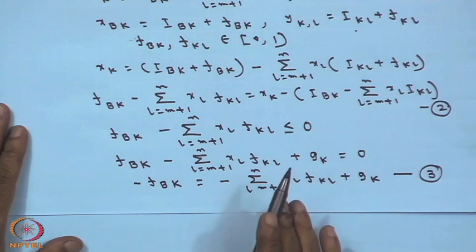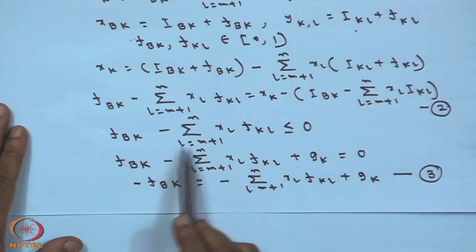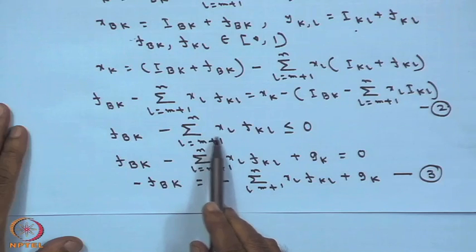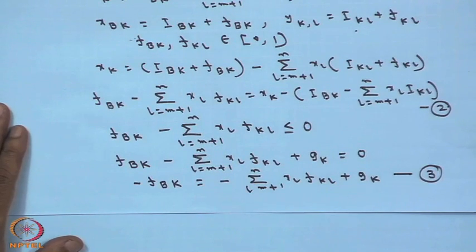So, the basic idea is whenever you are having a fractional value, you choose a particular variable. How to choose the variable, that I will tell just after this. You introduce the Gomorian cut and the Gomorian slack variable and find an equality constraint like equation 3. From this equation, f_bk minus summation L equals m plus 1 to n x_L f_kL is less than or equal to 0. So, you can see this thing.